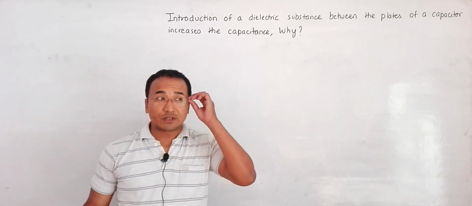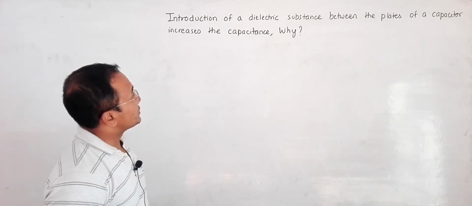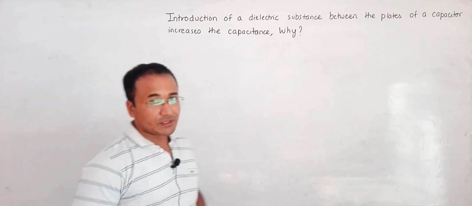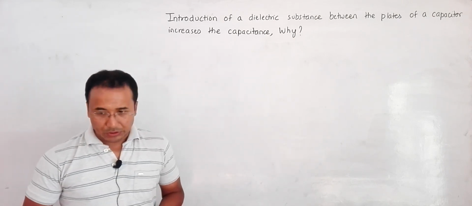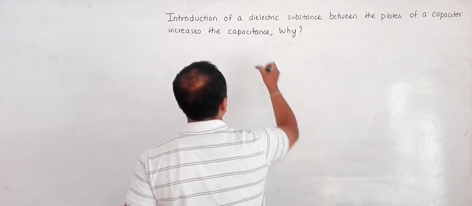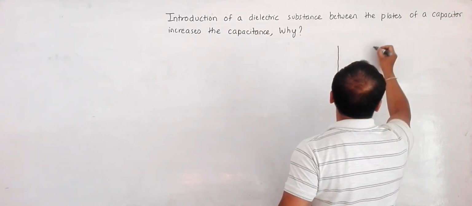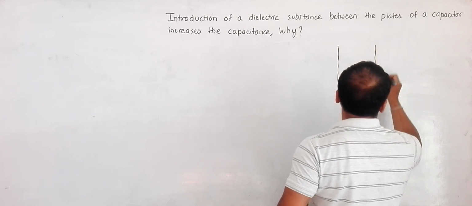Hello, the question for today is: why does the introduction of a dielectric substance between the plates of a capacitor increase the capacitance? So we have a capacitor actually. Let the plates of the capacitor be like this. This is one of the plates. This is the another plate.